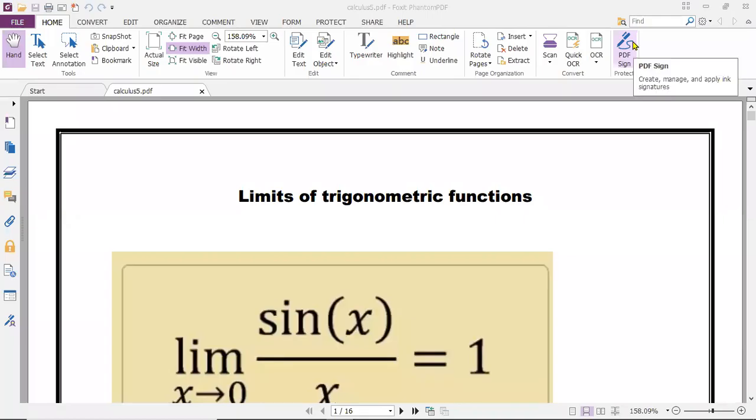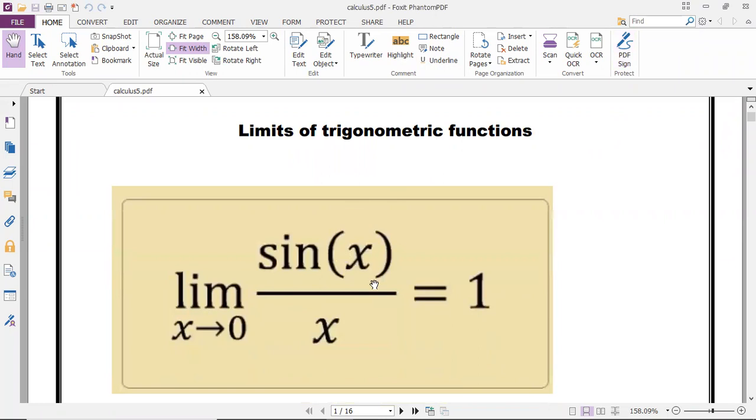Our today's lesson is about limits of trigonometric functions. I want to get the limit of sine x over x when x tends to 0. And x is measured in radian, so the angle x is measured in radian.